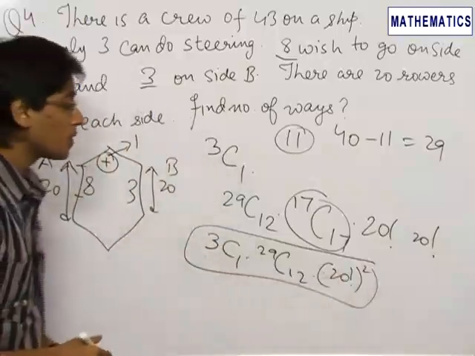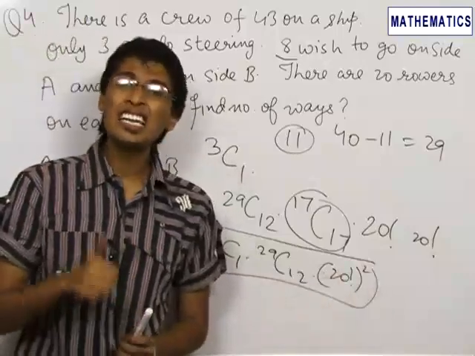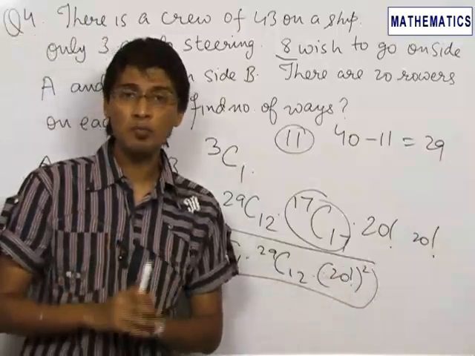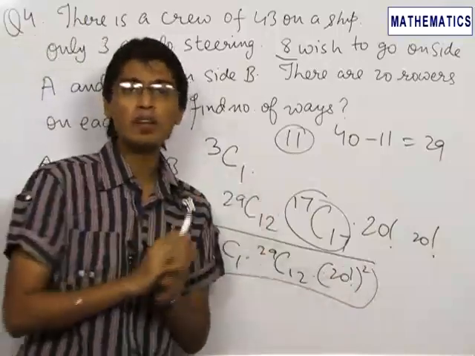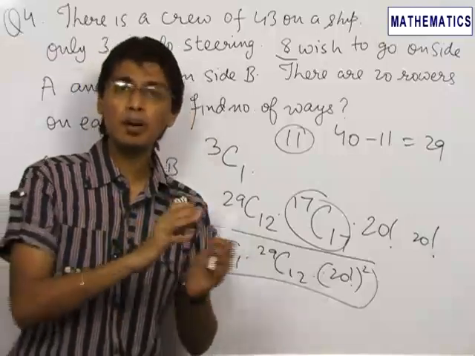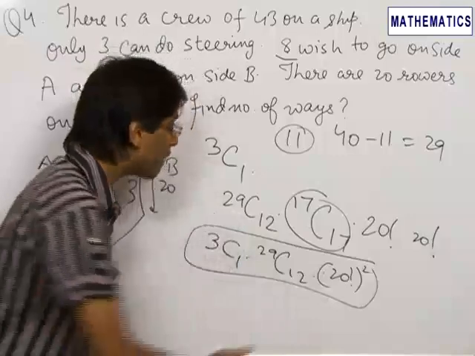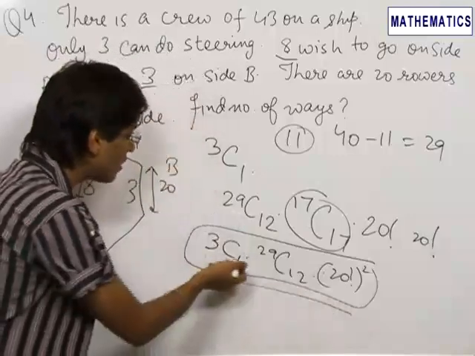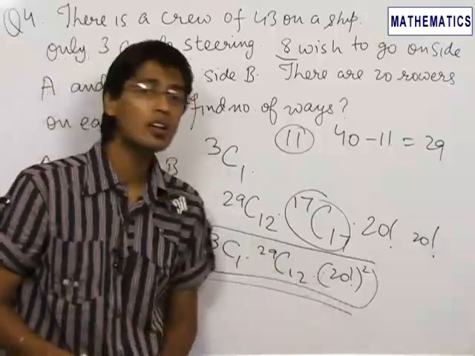So in this problem, we learned one important thing, that in a problem, if there are restrictions on certain number of people, then we try to remove those people first and make the selections for the remaining people, and then we care for the people on which there were restrictions, and hence the final answer is 3C1, which is 3, into 29C12 into 20 factorial whole square.